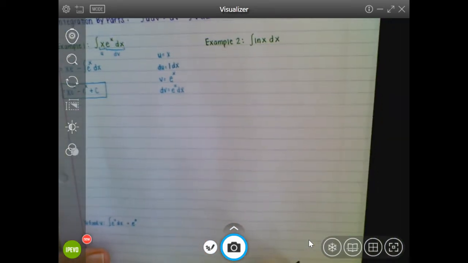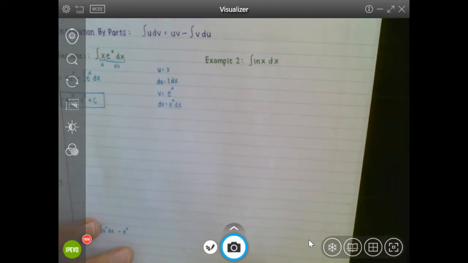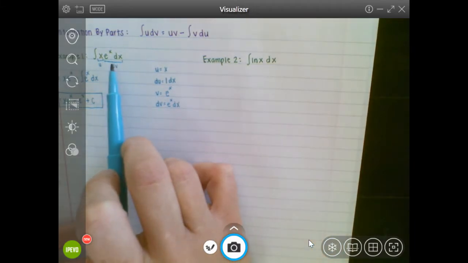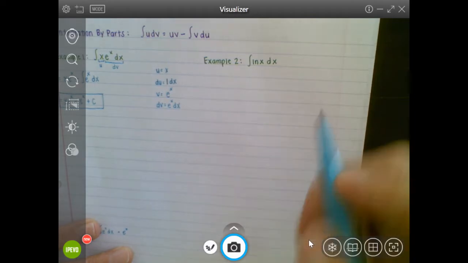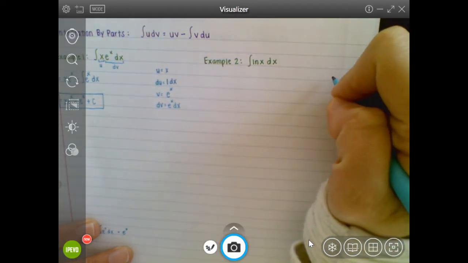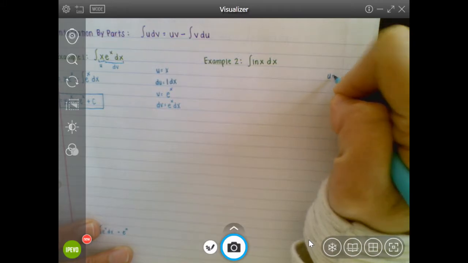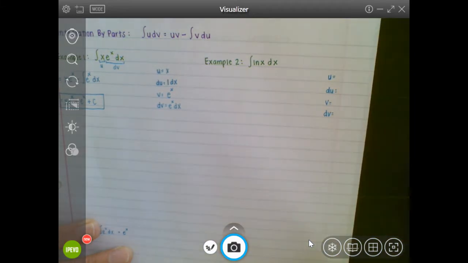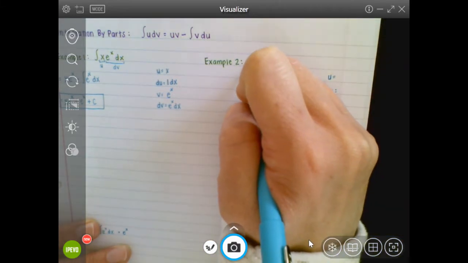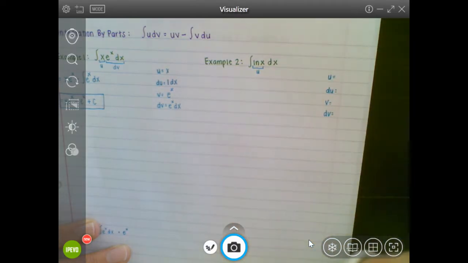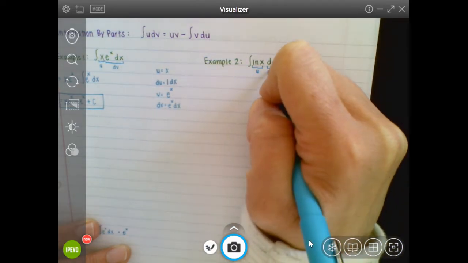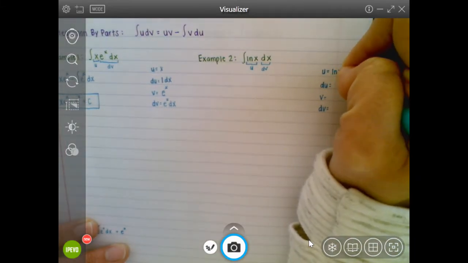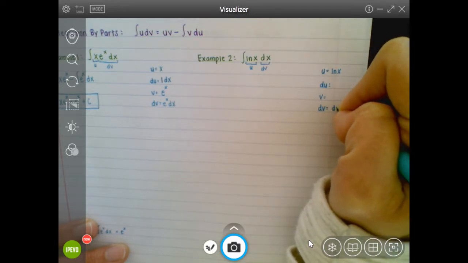All right, so let's look at a different type of example, and you'll notice that this one looks a little bit different because it doesn't really look like there's a product going on here like we had in the first problem. But really, there is a product going on here. So I'm going to write out my u, my du, my v, and my dv here. And this time I'm going to set my u as the ln of x, and I'm going to set my dv as my dx, which seems kind of weird, but we'll look at that in a second. So my u is ln of x, and my dv is dx.